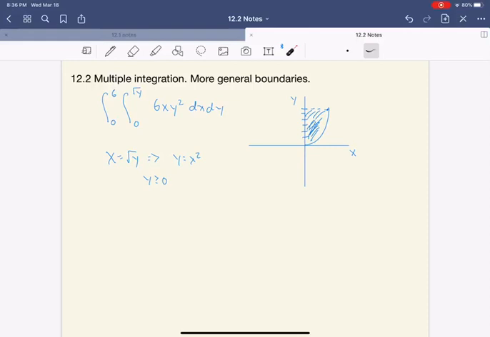We could also set up the integral from 0 to square root of 6, x squared to 6, 6x y squared, now dy dx. This should be the same integral, because we're just setting it up in a different way.